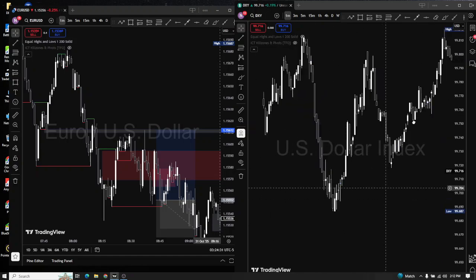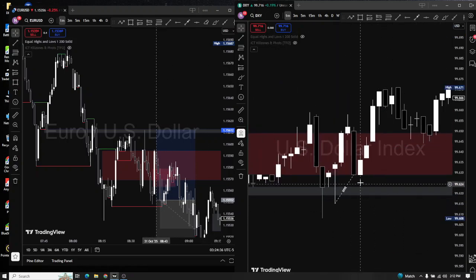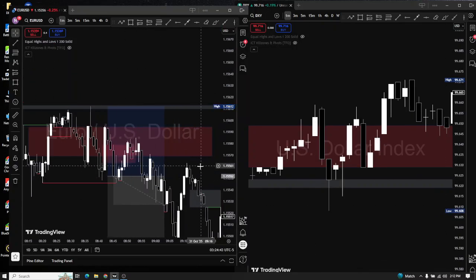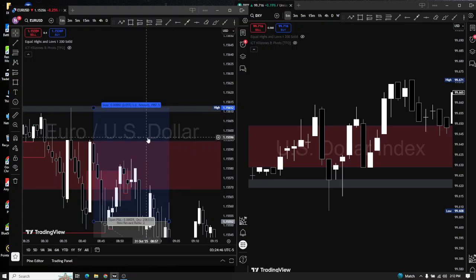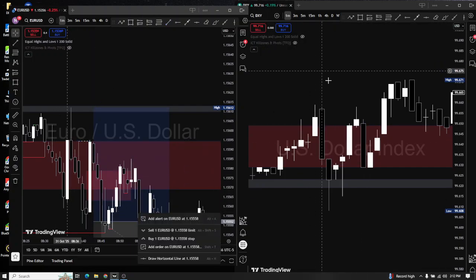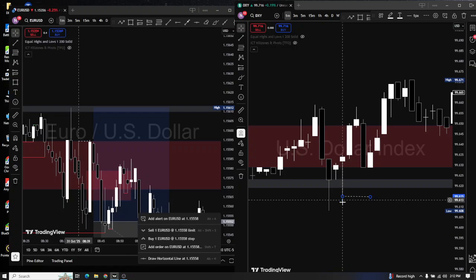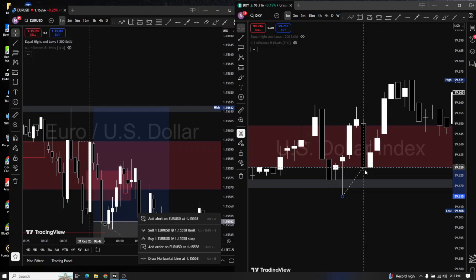And so as you guys can see over here, market tapped into this 15-minute bullish fair value gap on DXY, and at this point you can see this SMT divergence. You can see this high getting swept on EU, whereas on DXY this high hasn't been swept, this low hasn't been swept. So this was the SMT divergence.